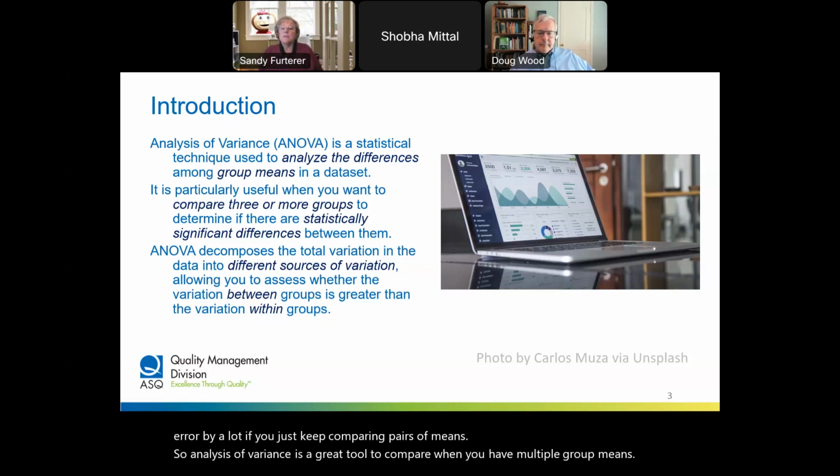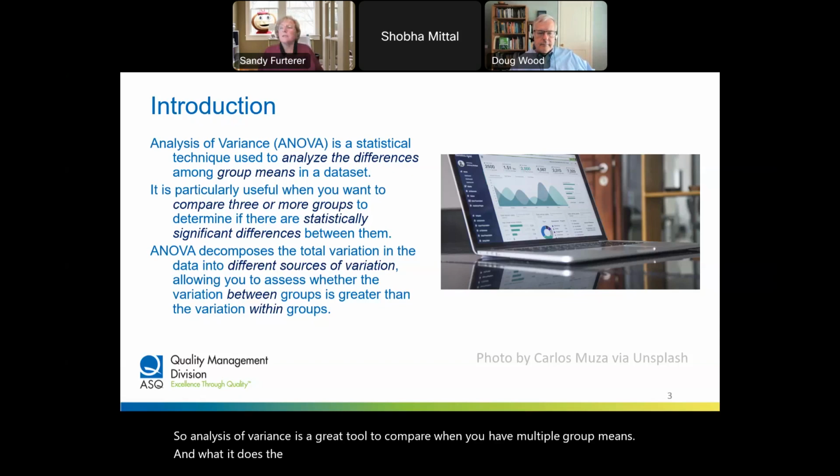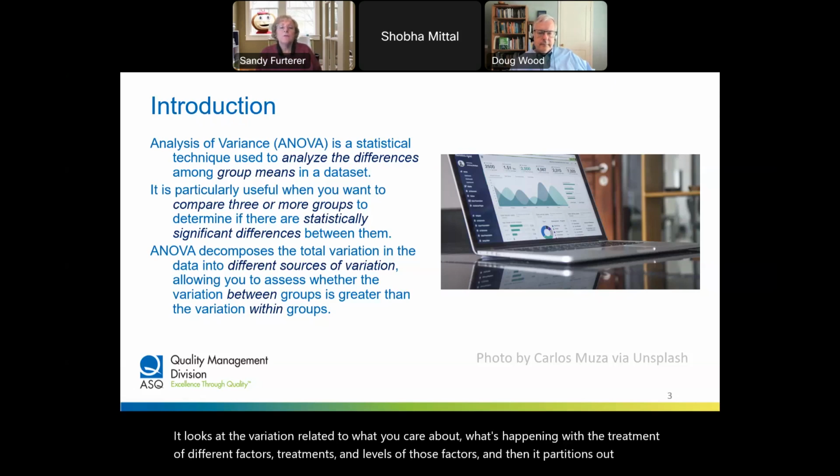And what it does, how it does that, is it carves up different sources of variation. It looks at the variation related to what you care about, what's happening with the treatment of different factors, treatments, and levels of those factors. And then it partitions out some error variance.